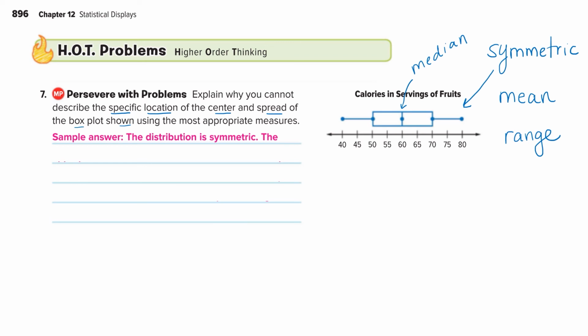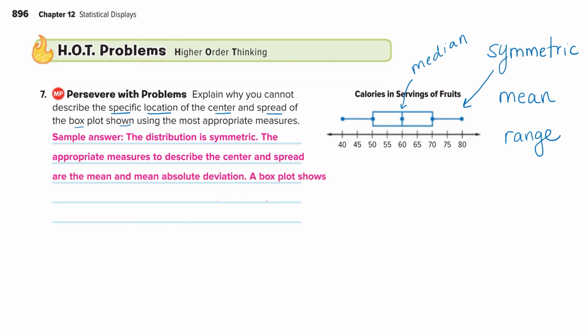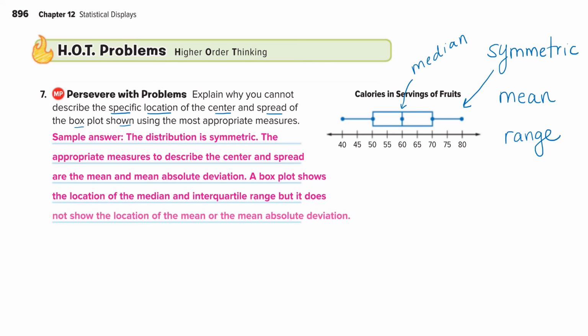The distribution is symmetric. The appropriate measures to describe the center and spread are the mean and the mean absolute deviation. A box plot shows the location of the median and the interquartile range, but does not show the location of the mean or the mean absolute deviation. Now, I do have to say that the range we could figure out because it's 80 subtract 40, which equals 40, okay? But they want us to find the mean absolute deviation, which I can't find because obviously the first thing you need to find is the mean, okay?